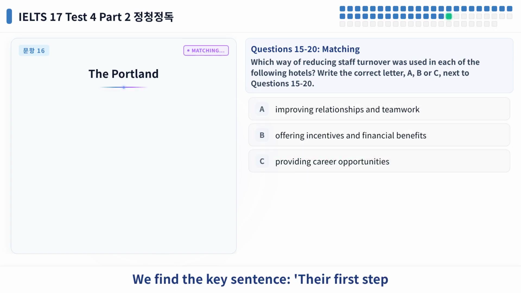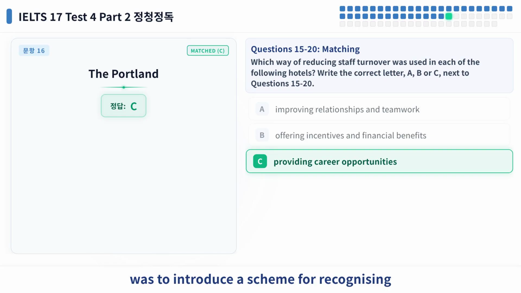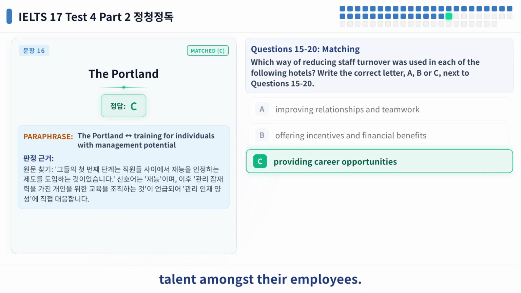We find the key sentence. "Their first step was to introduce a scheme for recognizing talent amongst their employees." The signal word is talent.